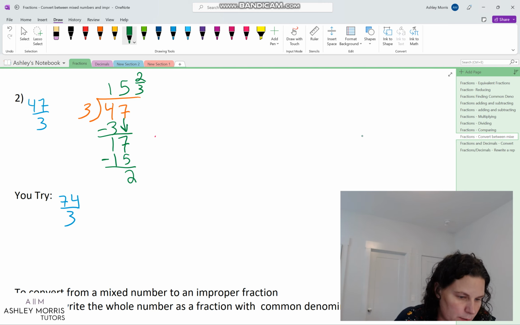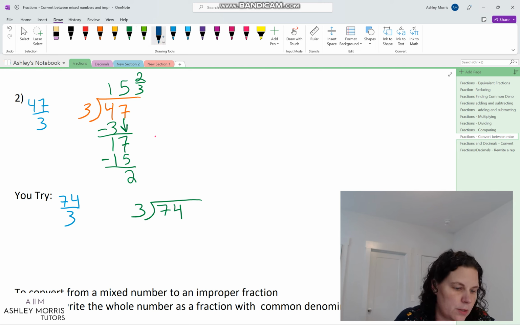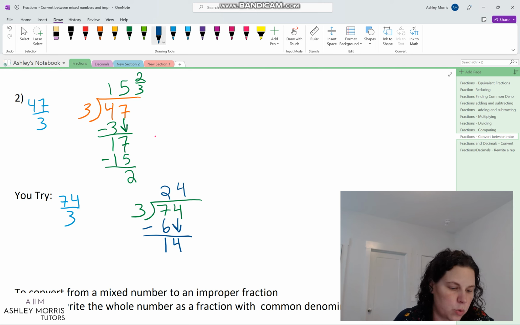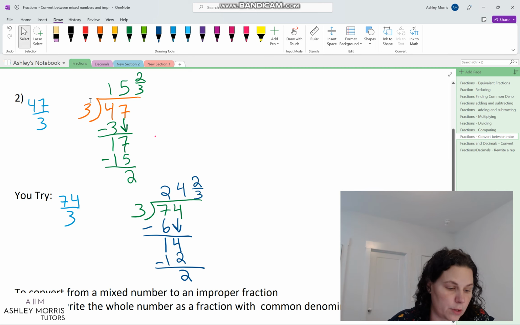So let's do some long division. Got 74, not 47. 74 divided by 3. 3 goes into 7 2 times. That'll give me a 6 because I do 2 times 3 is 6. 7 minus 6 is 1. Bring down the 4. 3 times 5 is 15, so that's a little too big. We want to do 3 times 4 is 12. And we have 2 left over. So 2/3. 24 and 2/3.